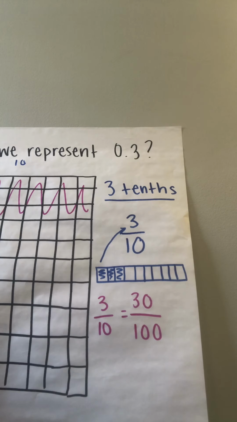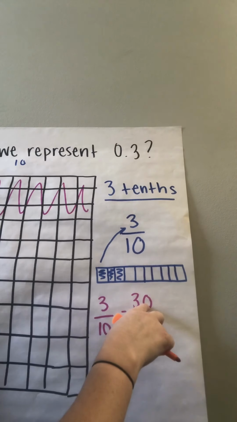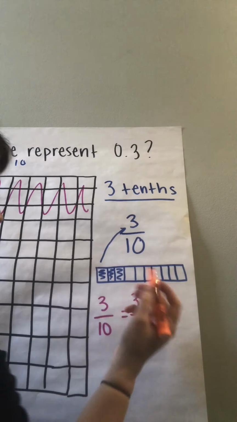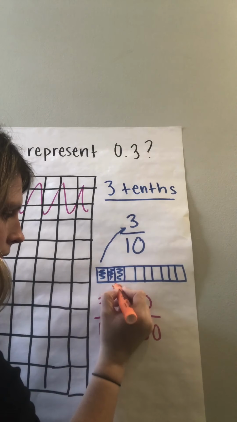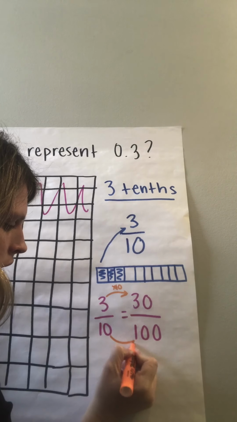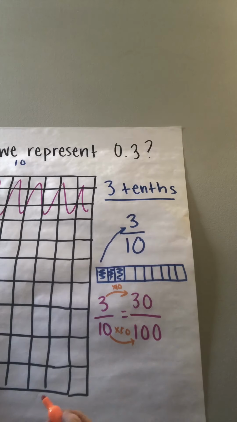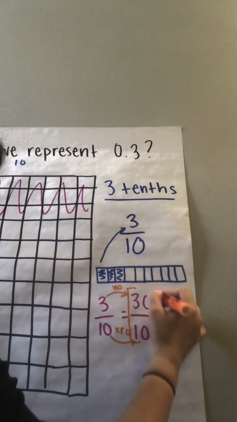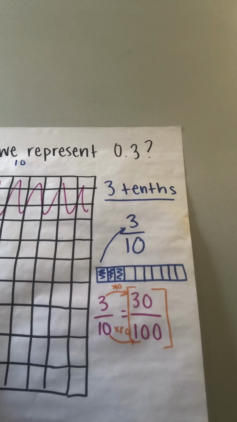I'm thinking that because when I see the relationship between 3 and 30, I can multiply the numerator by 10. And then if I multiply the denominator by 10, 10 times 10 does get me to 100. So it seems like 3/10 is equal to 30/100ths.